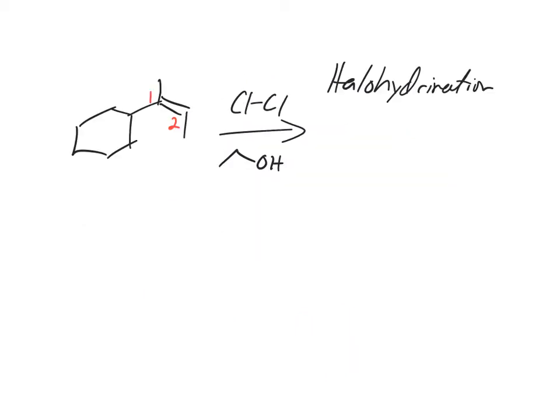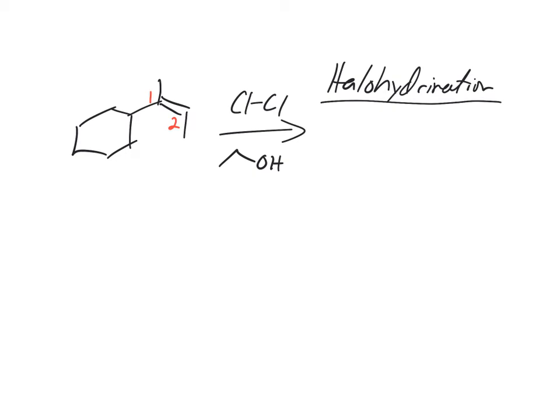All right, another sampling question. This has Cl2 and a polar protic solvent. So this is a halohydrination. It's not a halogenation. Halogenation, we'd add 2 chlorines. In this case, because we have a polar protic solvent around, it's a halohydrination. So what do we know about halohydrinations? It's Markovnikov products.